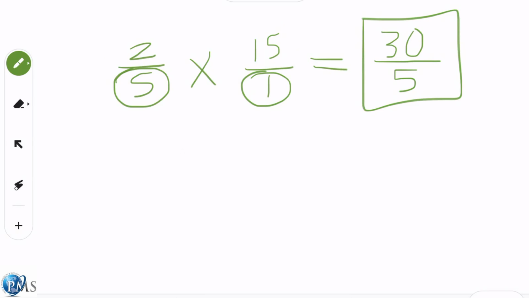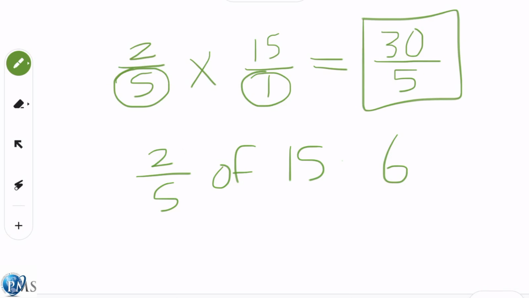Well, we can't leave it like that because, as you might remember, we have to reduce that fraction because we could divide 30 by 5. 30 divided by 5 equals 6. So really, 2/5 of 15 equals 6.